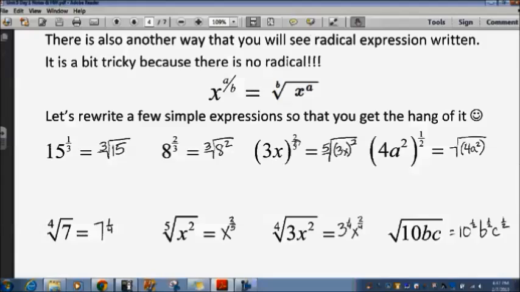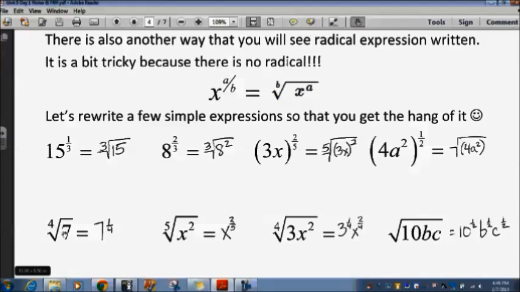Let's look here. 3x to the 2/5, you take the 5, that's the denominator, that becomes your index. So this is the 5th root of 3x squared. Then again here, with 4a squared to the 1/2, the denominator of 2 becomes our index. 2 is already understood, so I don't have to write it, so it's just the square root of 4a squared. All right, now we're going to go the other way. This was going from exponent to radical. Now we're going to go from radical to exponent.